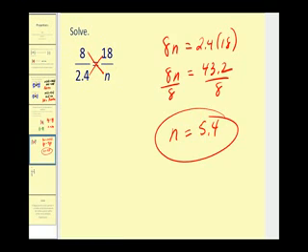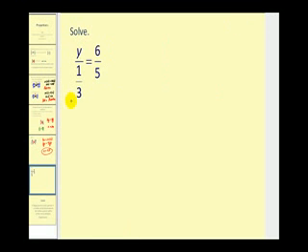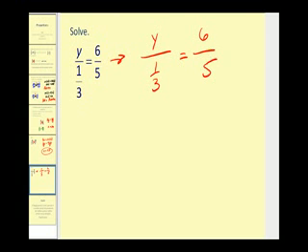Let's go and take a look at one more. This one looks a little more confusing because the denominator of this first fraction is a fraction in itself. So it's going to be helpful to rewrite this to make it look a little nicer, meaning we have y over 1/3 must equal 6 over 5. Now we'll go ahead and cross multiply.